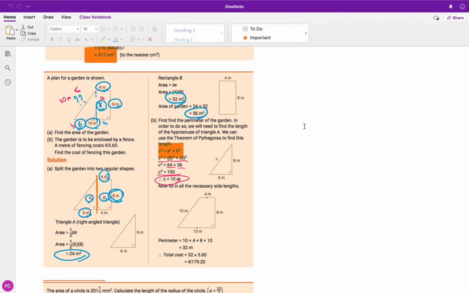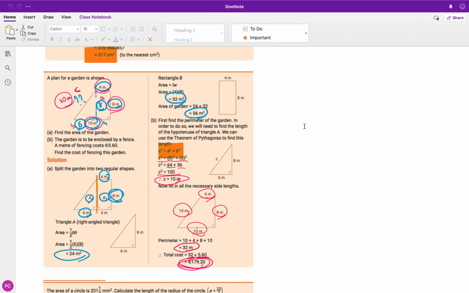Okay? So now we know that for our fencing, we need 4 meters, 8 meters, 10 meters, and 10 meters, going all the way across. And they fill that in for us over here, 4, 8, 10, 10 like that. So if you add that up, the perimeter all the way around the outside of that shape is going to be 32 meters in length. They ask us in the question, if it costs €5.60 for every meter, how much is it going to cost? Okay, so we take our 32 meters, 5.60 a meter, multiply them together, it's going to cost €179.20.